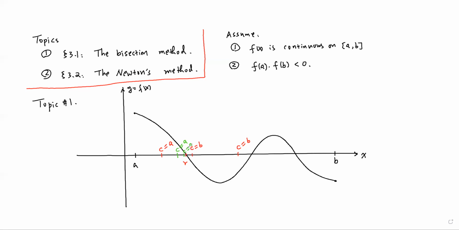This is the idea of the bisection method. Cut the interval in half, and then produce a new interval AB. This new interval AB always contains a root of this equation. We are solving this equation. Okay. This is the idea of the bisection method.